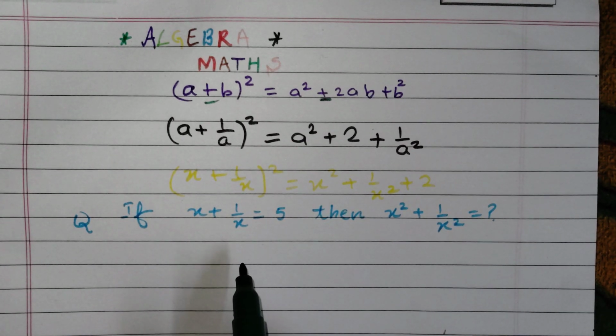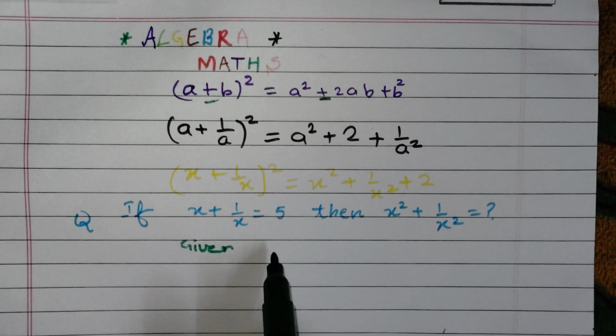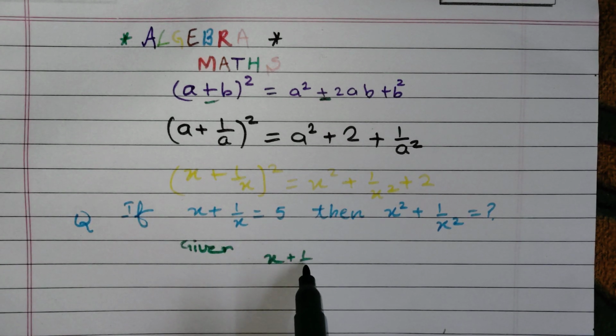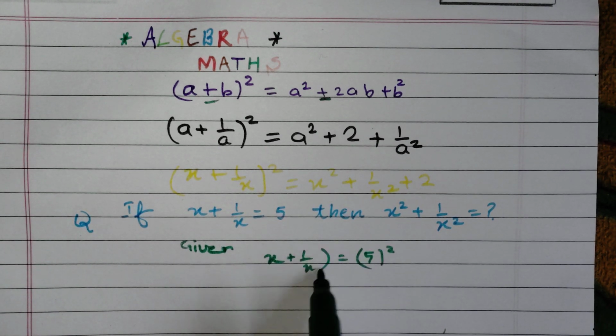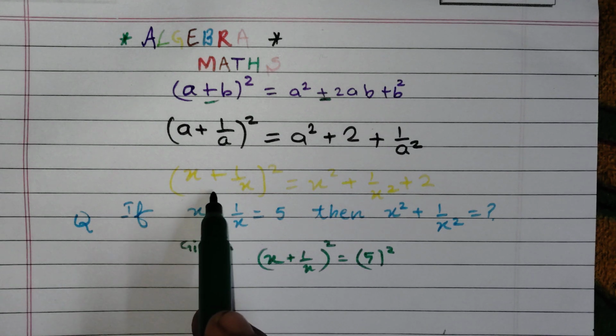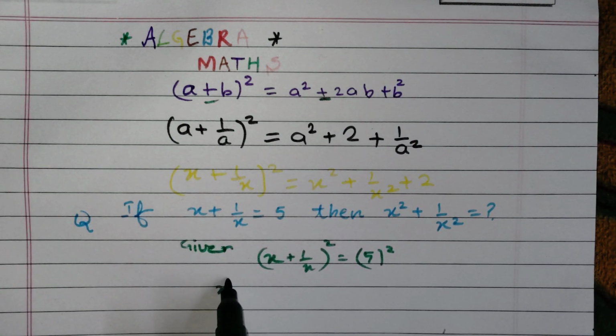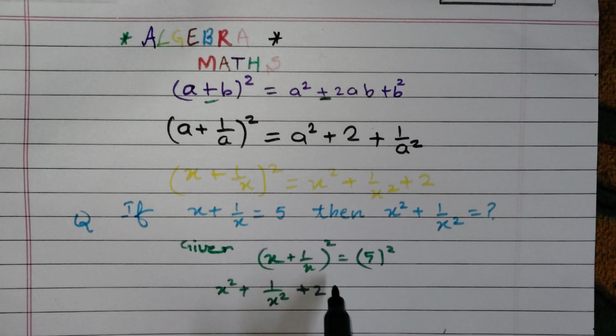squaring both sides of the given term. So here it is given x plus 1 upon x equal to 5, and squaring both sides, it gives us the formula. So the (a plus b) whole square formula is this one: x square plus 1 upon x square plus 2. Why 2? Because x into 1 upon x cancels out, gives us 2, equal to 25.